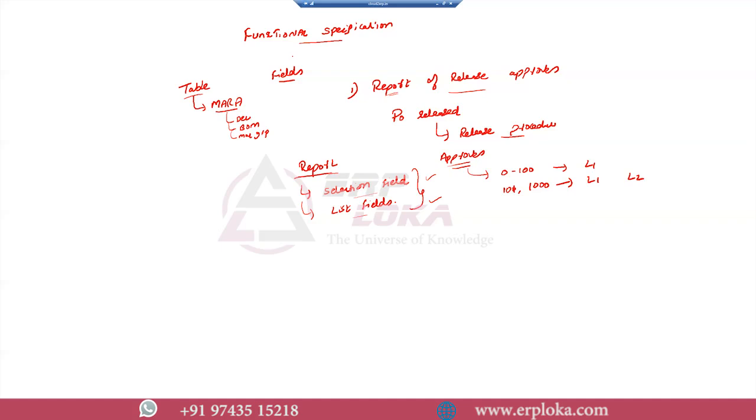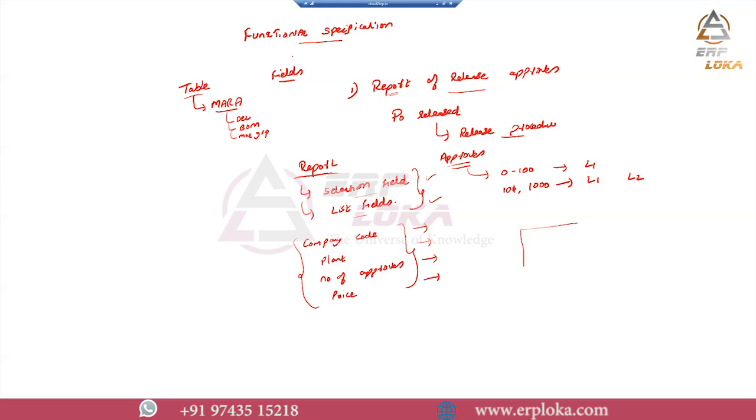For example, think that the business wants selection fields like company code, plant, number of approvers, and the total price of the PO. You are going to create these in the selection fields. Based on this, you are going to give the tables and fields to the ABAPer so that he will build the selection fields first. Then you need to provide the list fields, so that the report will get generated like this.